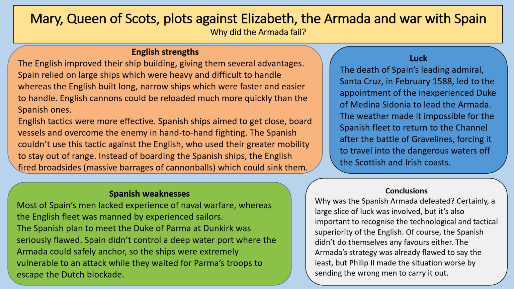So some conclusions there on why the Spanish Armada was defeated. A little bit of luck, but also there's the technological and tactical superiority of the English. The Spanish didn't do themselves any favours either. The Armada strategy was flawed, but Philip II made the situation worse by sending the wrong men, including the wrong leaders, to carry it out.